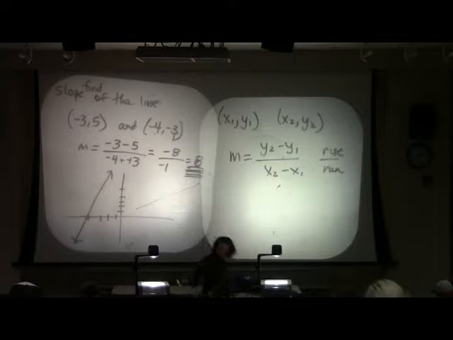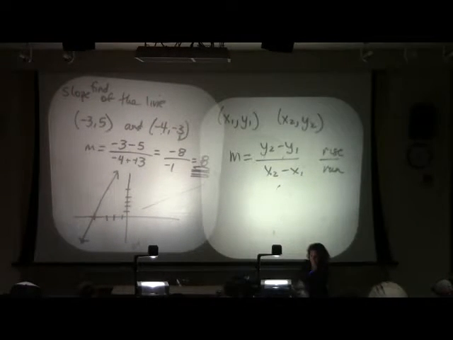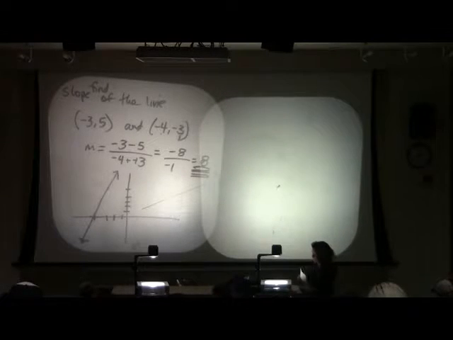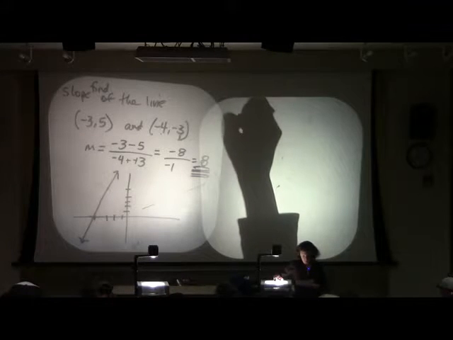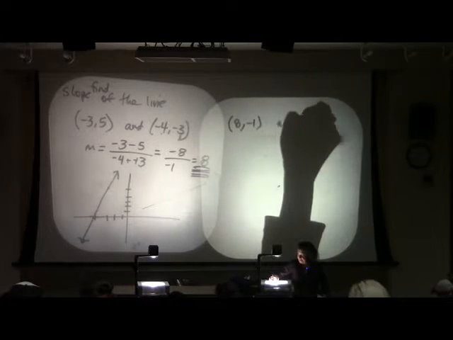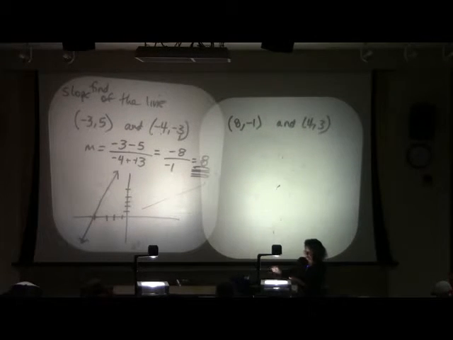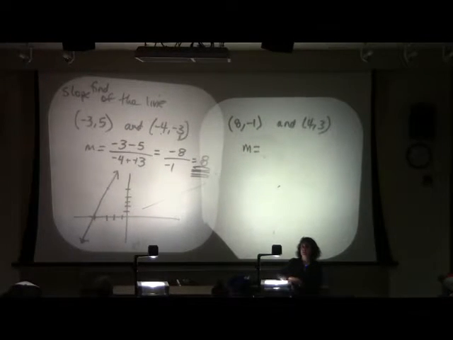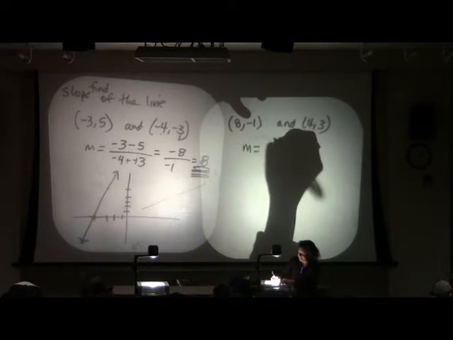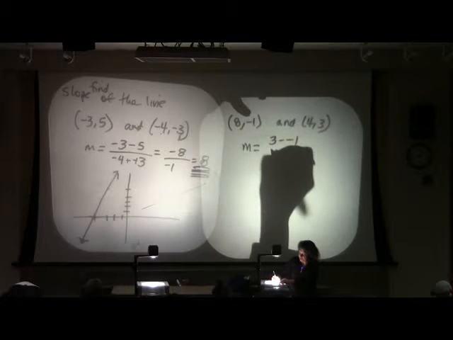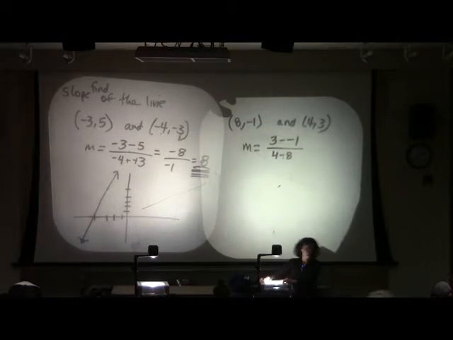Whew. So, next guy. Don't worry, we'll start finding equations of lines today too. I'm sure you are all really worried. 8, -1, and 4, 3. Can we find the slope of this line? Totally. Again, it's the change in y value, so 3 minus a -1, over the change in x values, so over 4 minus 8.